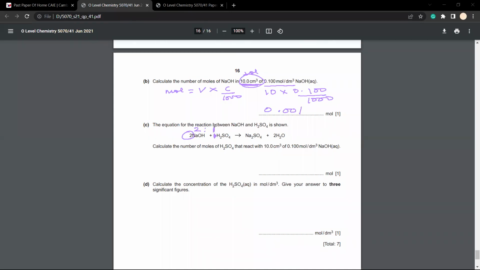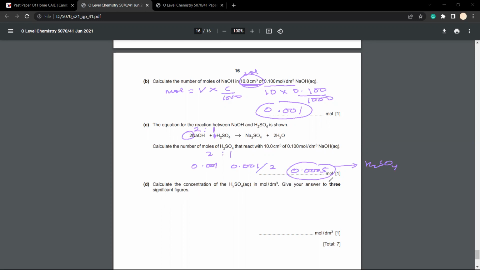Now, because we know the ratio of 2 is to 1, whatever the number of moles of NaOH we have, sulfuric acid will be half that number of moles. So if NaOH moles are 0.001, then sulfuric acid moles will be half of those present in NaOH. So that makes 0.0005 moles in sulfuric acid, which are reacting with 10 cm cube of NaOH of this particular concentration.